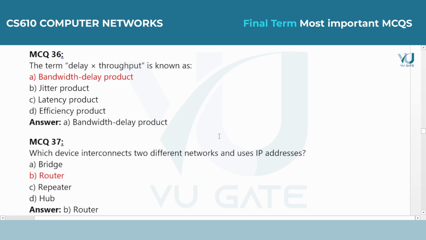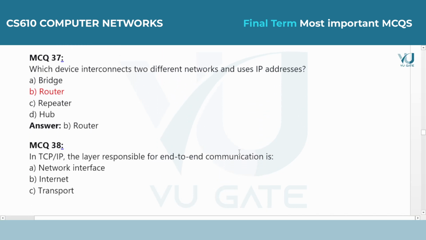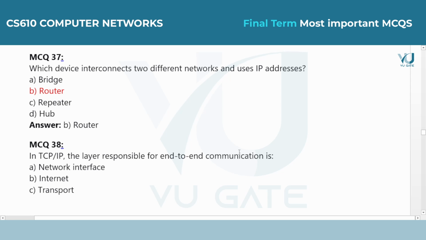MCQ 36. The term delay times throughput is known as. Answer: A. Bandwidth delay product concept. This product represents the total volume of data that can be in flight in the network pipe at any given moment. MCQ 37. Which device interconnects 2 different networks and uses IP addresses? Answer: B. Router concept. Routers operate at the network layer, layer 3, and use IP addresses to make decisions about the best path for data packets.